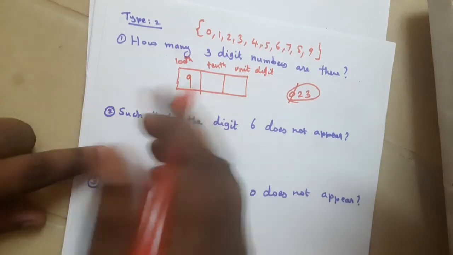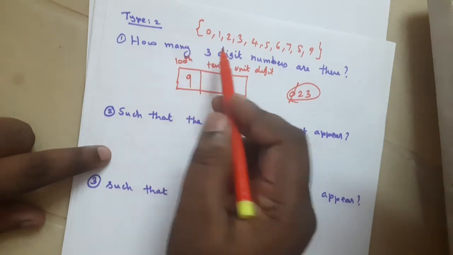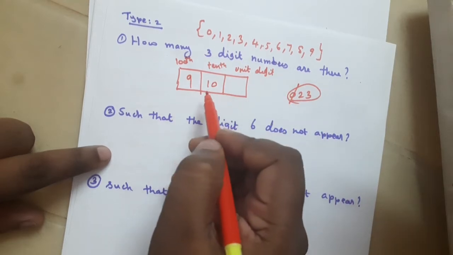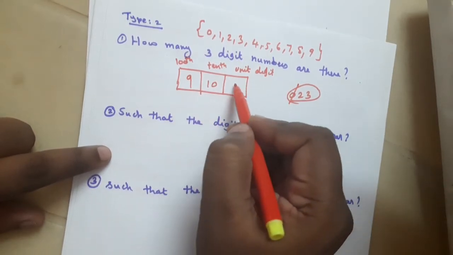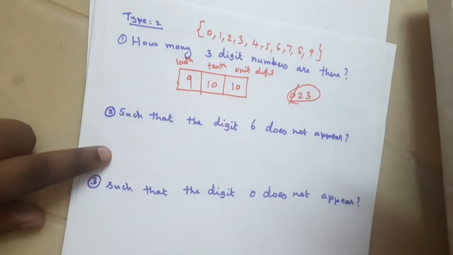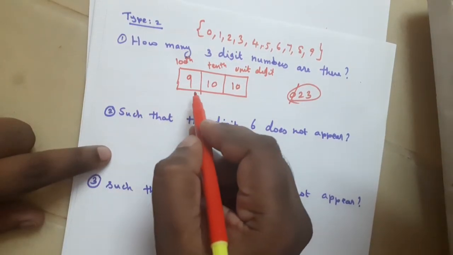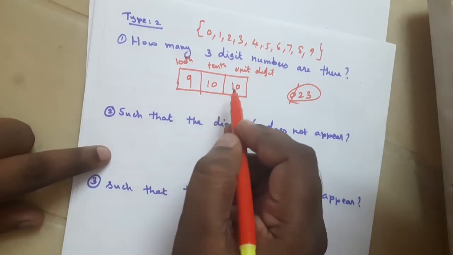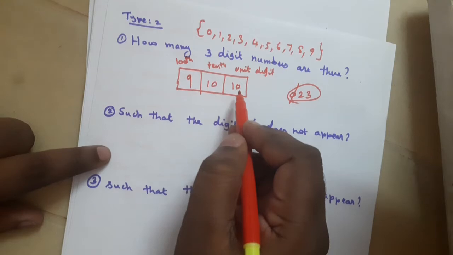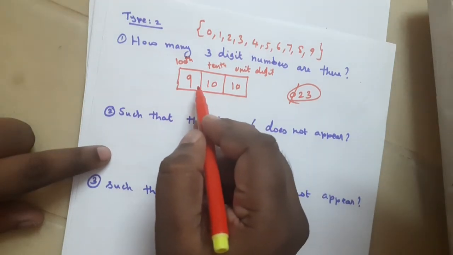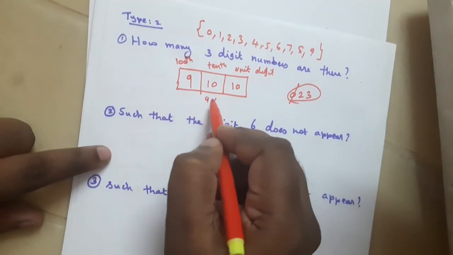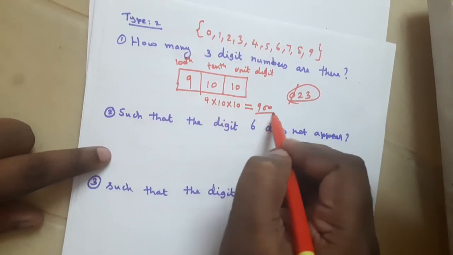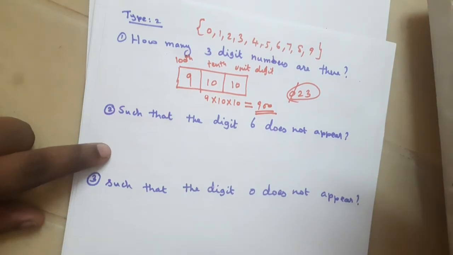9 ways. In the 10s position we have 10 ways, from 0 to 9 anyone can come. Similarly the unit position also has 10 ways. So the total is 9 ways, and 10 ways, and 10 ways. Here we use the word and, so we multiply these numbers. So 900. This is the answer.